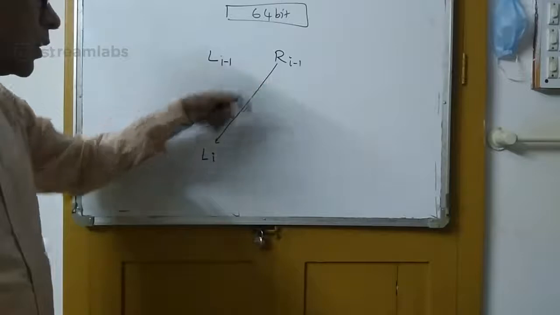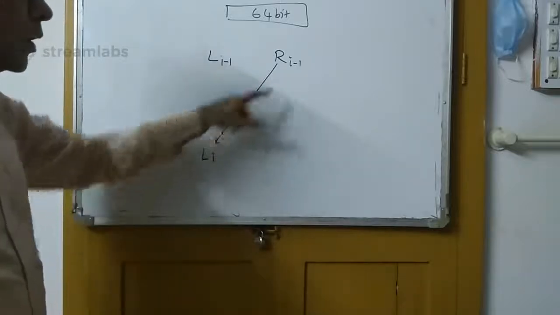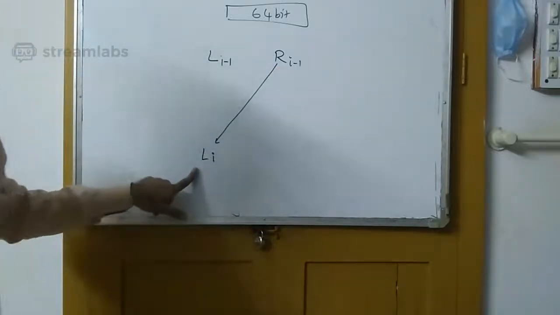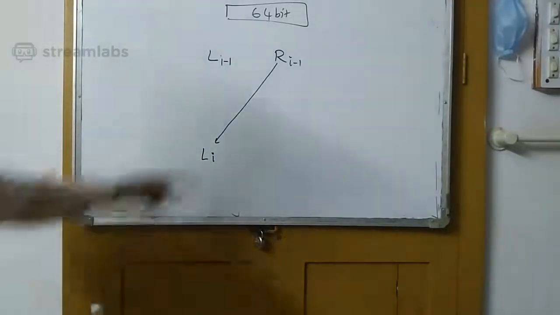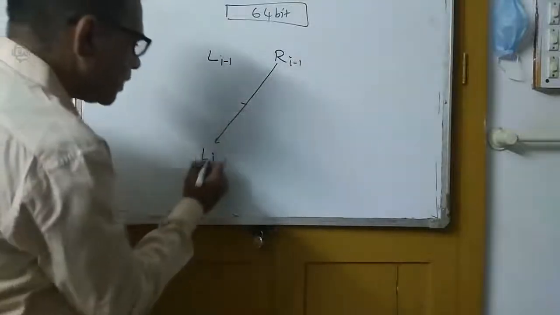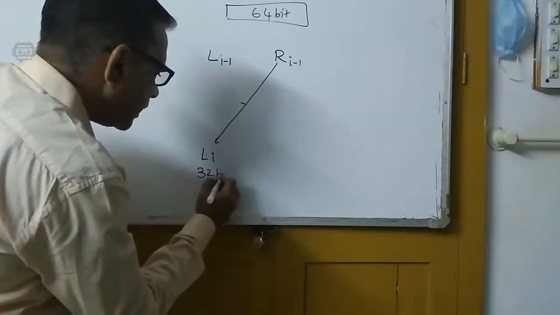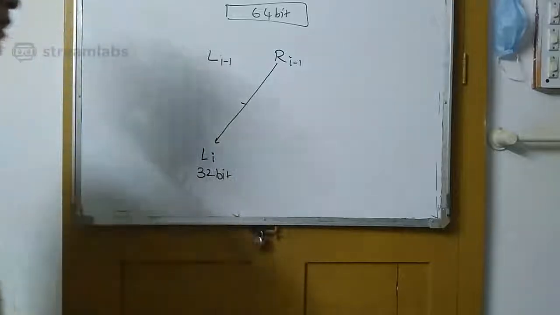In the next stage, it will be LI. So this RI directly gets shifted to LI. I hope it is clear. So that means this RI is of 32 bits. The same 32 bits is going to be called LI.